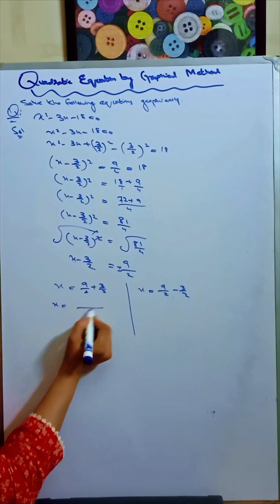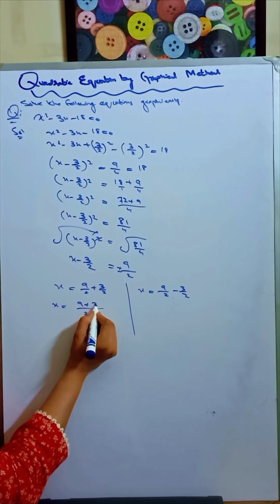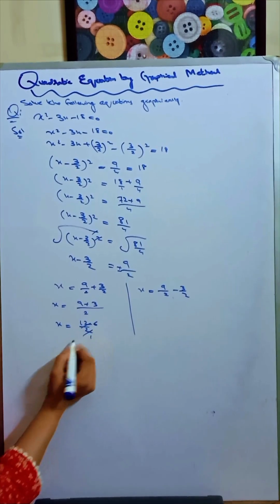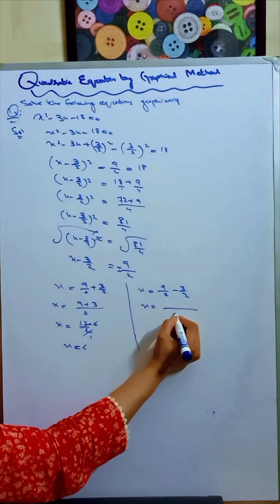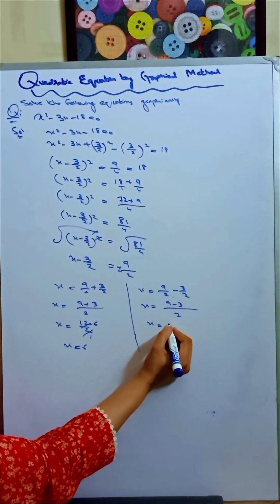x equals to LCM. 2 1s are 2, 1 9s are 9. 2 1s are 2, 1 3s are 3. x equals to 12 over 2. 2 1s are 2, 2 3s are 12. x equals to 6. Now next, x equals to 9 minus 3, 6 over 2.